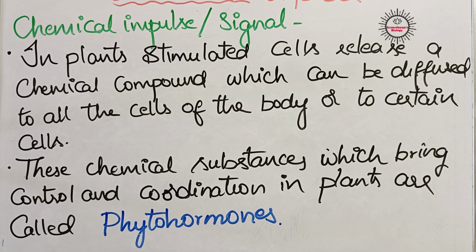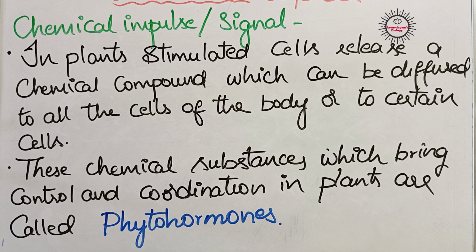Since electrical impulse has some drawbacks, animals and plants use an alternative source of transmission of information in the body, that is a chemical impulse or chemical signal. Okay, they will transmit information in the form of a chemical impulse. See, in both plants and animals, this chemical impulse is present. First we will talk about the chemical impulse in plants. Okay, in our next video we will discuss the chemical coordination in case of animals.